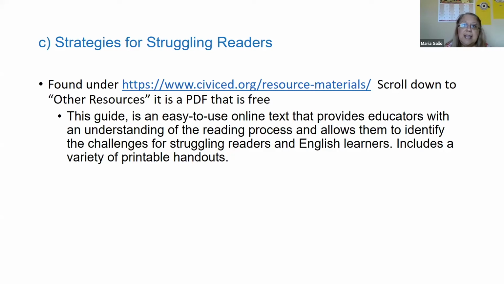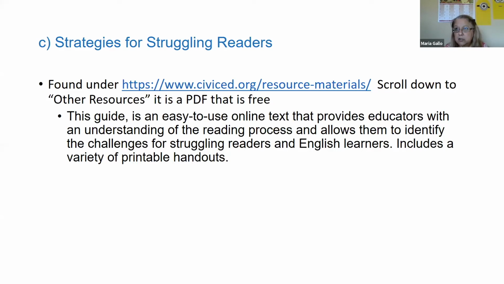Now, let's say that your readers, like mine, were not perfect at any of this material. So we have strategies for struggling readers that are also available. If you go to our website, you will notice that it has resource materials. And if you scroll down to other resource materials, you will see a bunch of them that are free. They are online and they are free. It's an easy to use text.